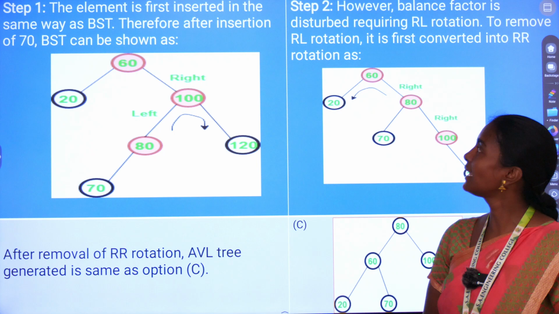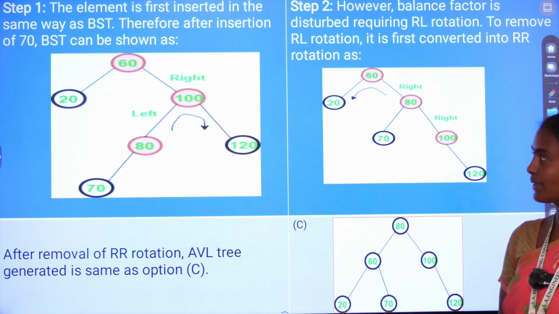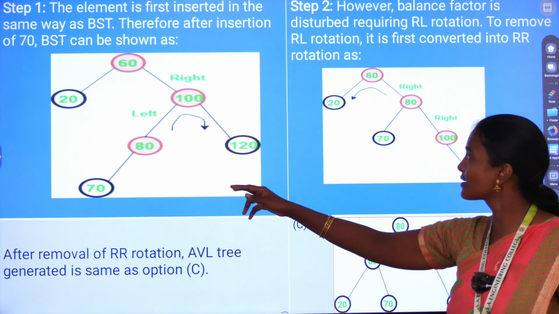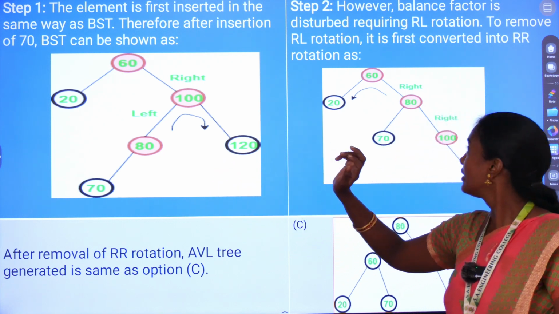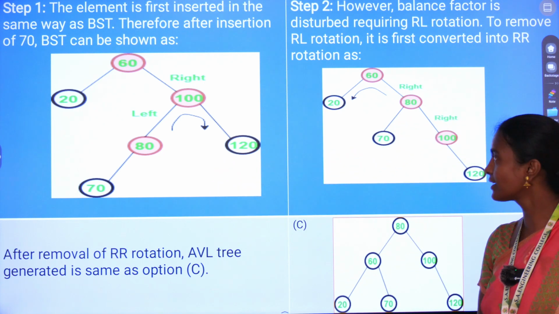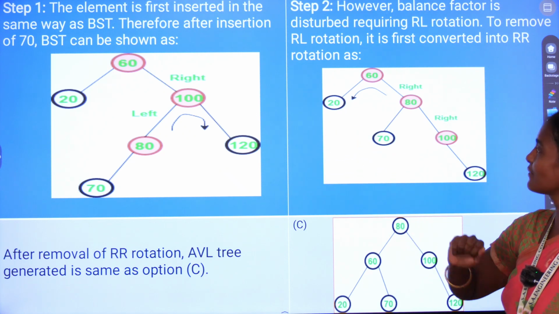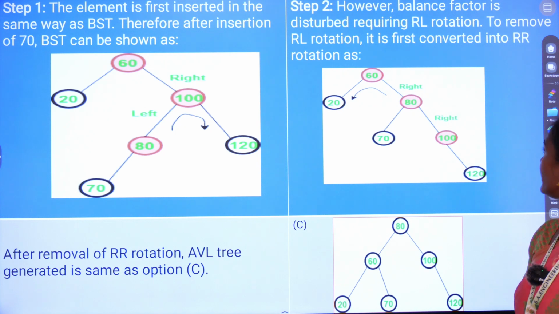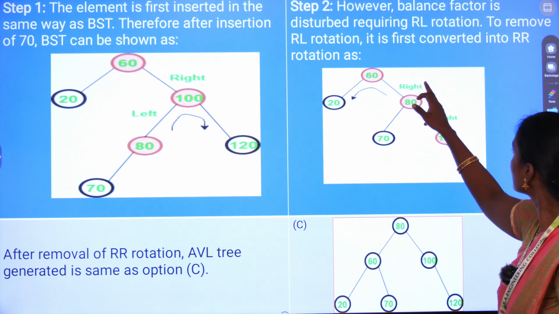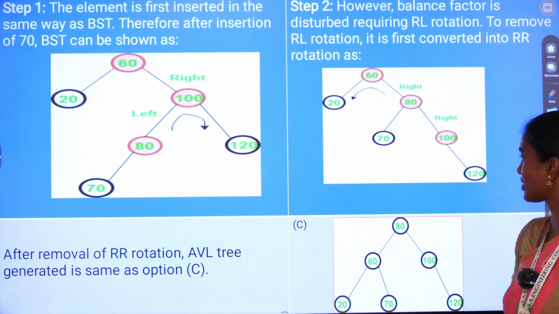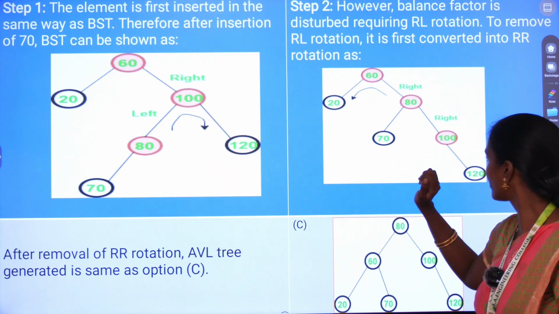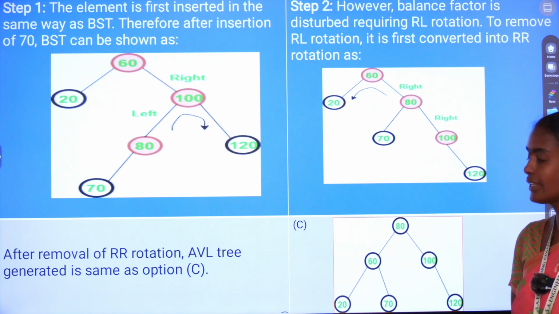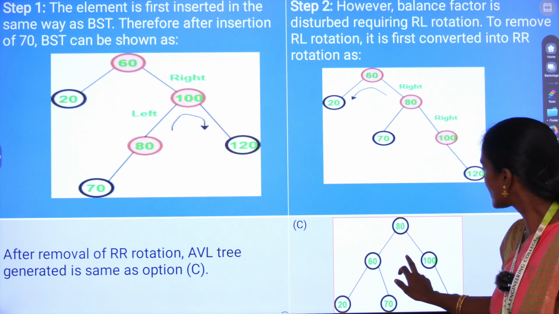Step 1, the element is inserted in the same way as in a binary search tree. Therefore, after insertion of 17, the binary search tree can be shown like this. Next, the balance factor is disturbed because we have checked the balancing factor there, requiring a right-left rotation. To perform the right-left rotation, it is first converted into a right rotation. After the conversion, the tree is like this. After the rotations, the AVL tree is generated, which is like this.